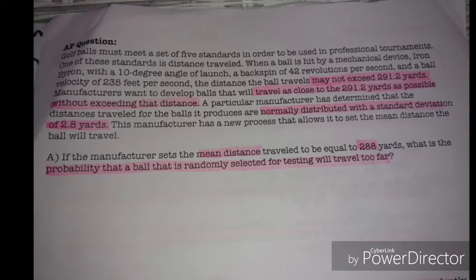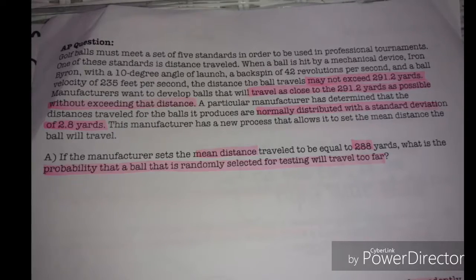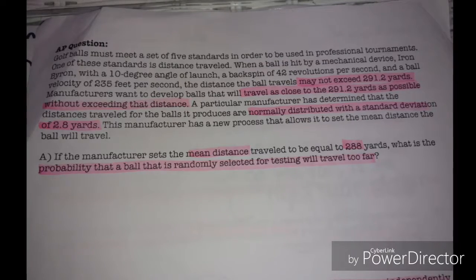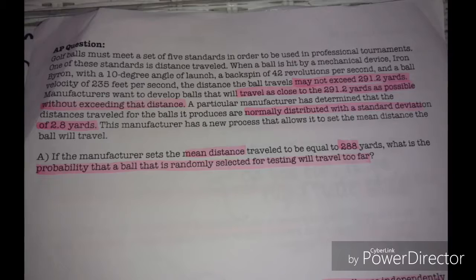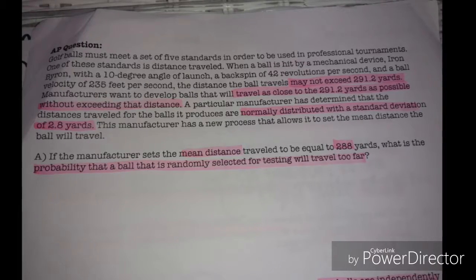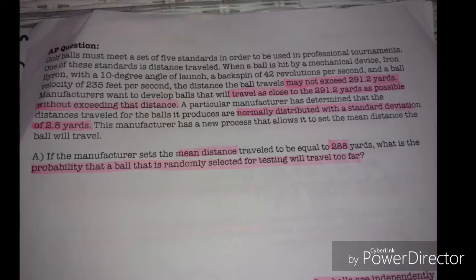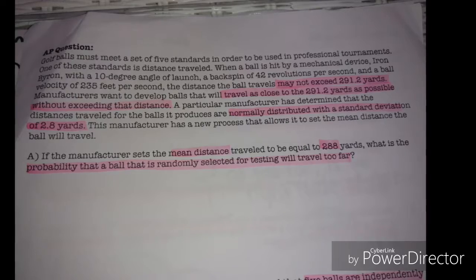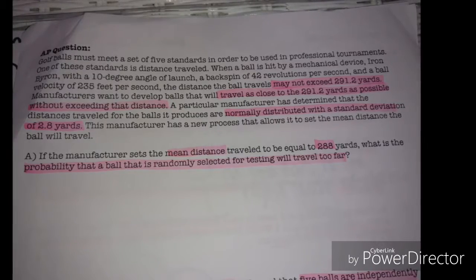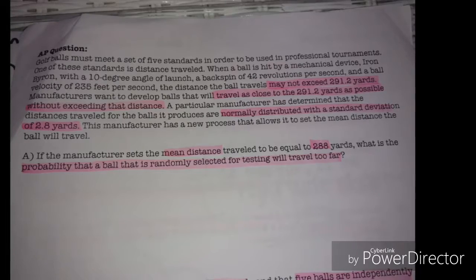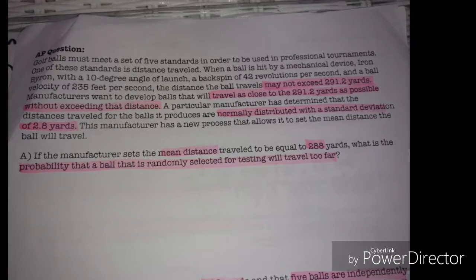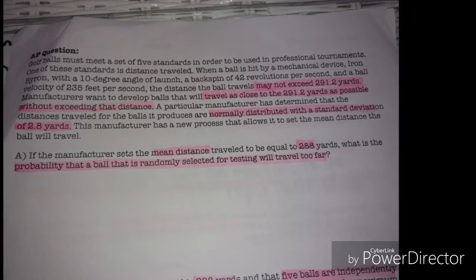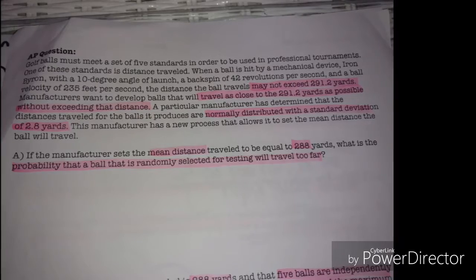In the AP question, manufacturers want to develop balls that will travel as close to 291.2 yards as possible without exceeding that distance. So a particular manufacturer has determined that the distances traveled for the balls it produces are normally distributed with a standard deviation of 2.8 yards. Part A asks us if the manufacturer sets the mean distance traveled to be equal to 288 yards, what is the probability that a ball that is randomly selected for testing will travel too far?